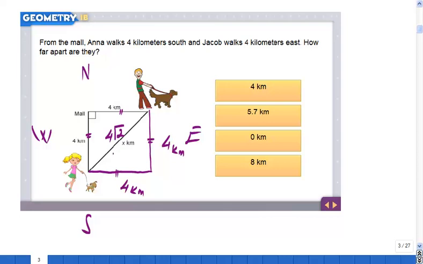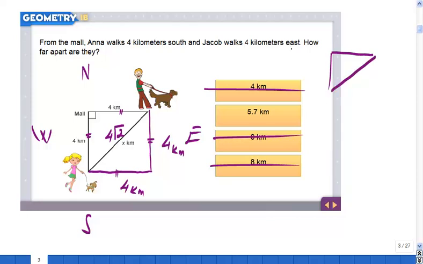Well, 4 square root 2 is very close to 5.7, and that's why 4 is not, 8 is not, it's 4 square root 2. But this is a general rule for any right triangle, like we showed in the previous problem. If you have a right triangle that's also isosceles, and one of your legs is A, the other leg will also be A, and the hypotenuse is going to be A square root 2.